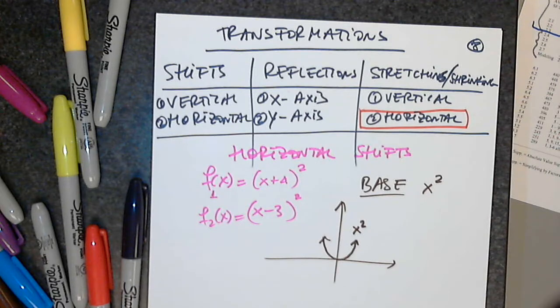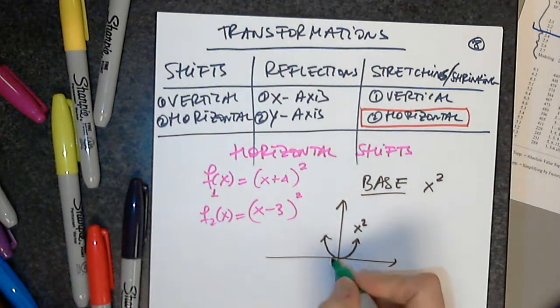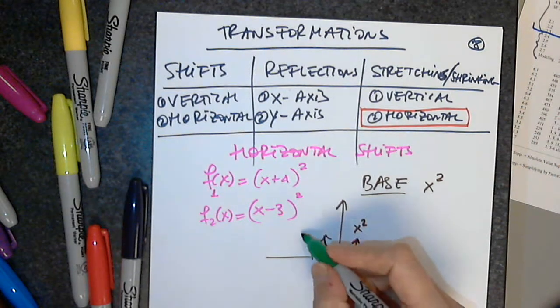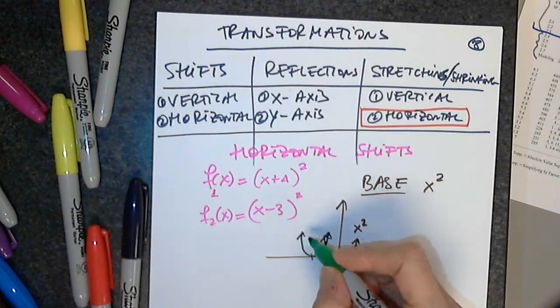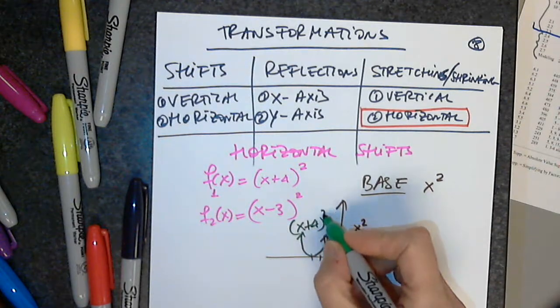To the left. Right, y will go to the left. Negative 4. Plus 4 will be 0. Awesome, perfect. Thank you. 1, 2, 3, 4. So this will be the graph of x plus 4 squared. Perfect.